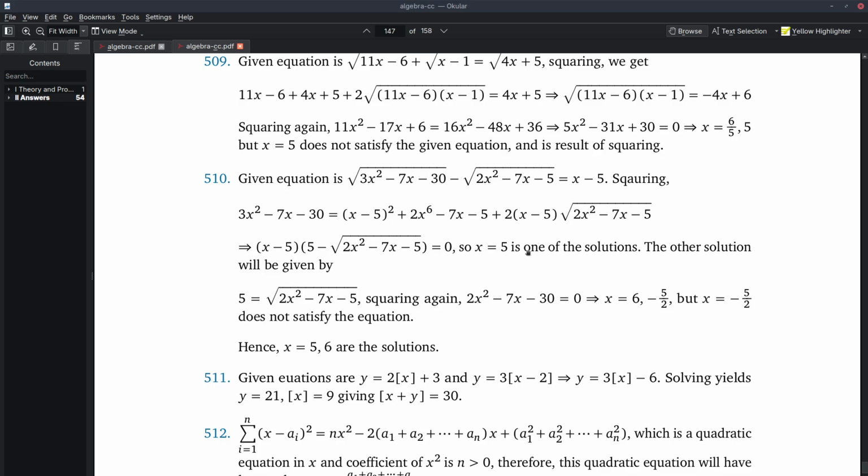So x is equal to 5 is one of the solutions. So we square again here, putting 5 is equal to square root of 2x square minus 7x minus 5, and we get 2x square minus 7x minus 30. X is equal to 6 and minus 5 by 2 are two roots of this, but x is equal to minus 5 by 2 will not satisfy the equation, so 5 and 6 are the solutions. So with this, we come to the end of the 51st set of problems.